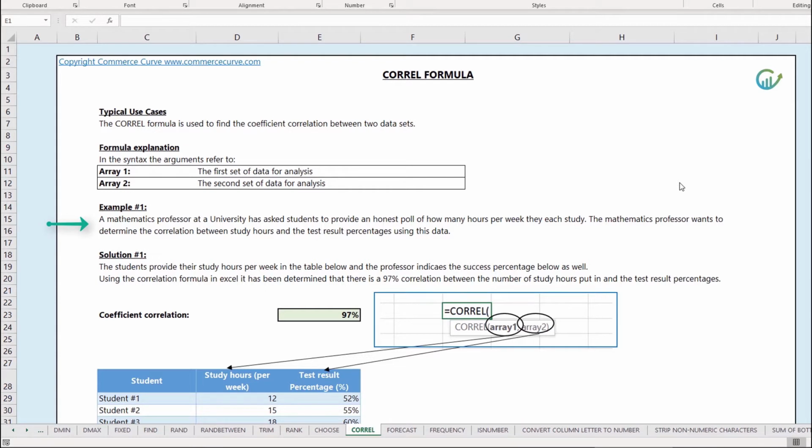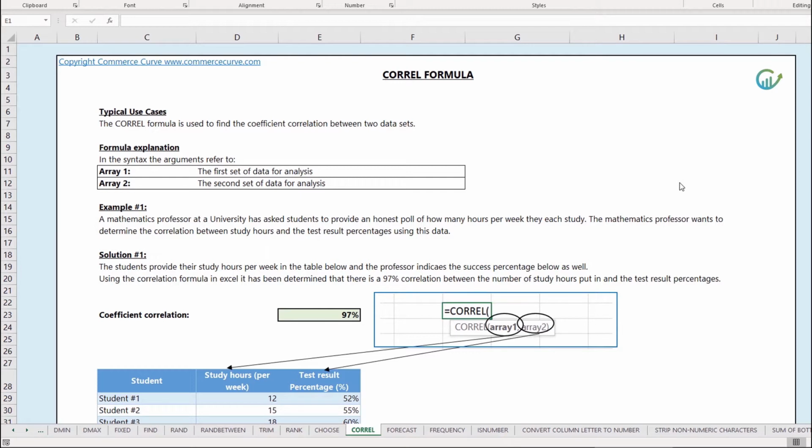In our example, a mathematics professor at a university has asked students to provide an honest poll of how many hours per week they each study. The mathematics professor wants to determine the correlation between study hours and test result percentages using this data. So is there a positive correlation between the amount of hours you study and the grades you get? We would say that there probably is.